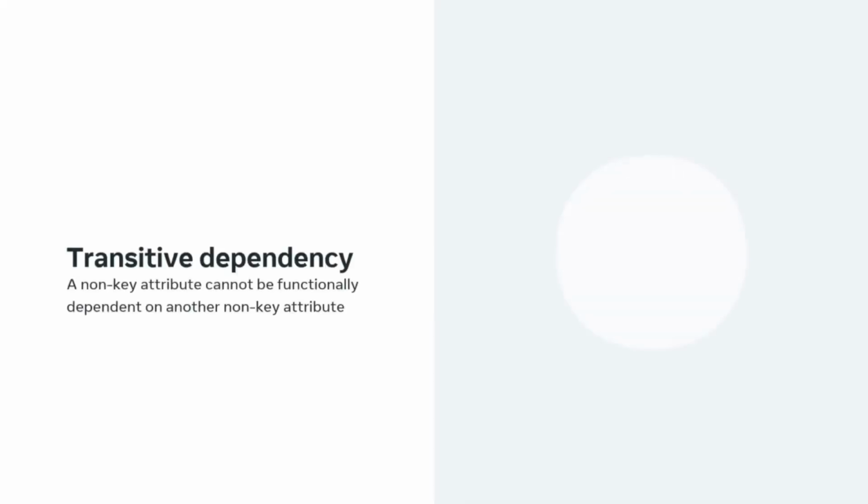Before you begin, make sure that you've watched the videos in first and second normal form. A database must be in first and second normal form before it can be in third normal form. In addition to these rules, databases can't contain any instances of transitive dependency. In the context of third normal form, transitive dependency means that a non-key attribute cannot be functionally dependent on another non-key attribute. In other words, non-key attributes cannot depend upon one another.